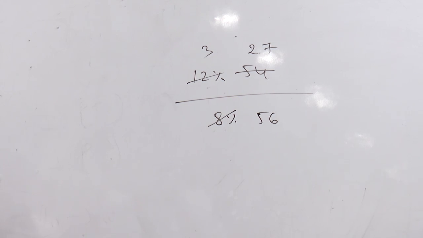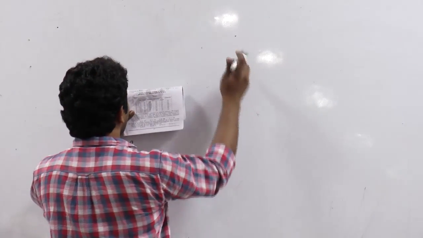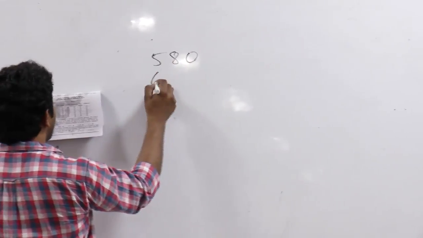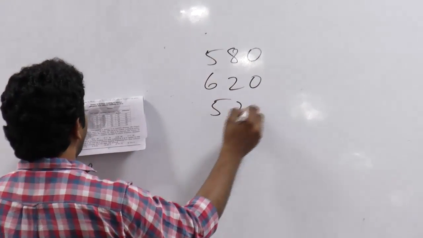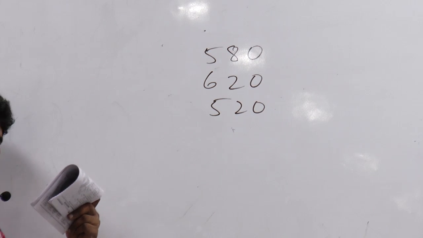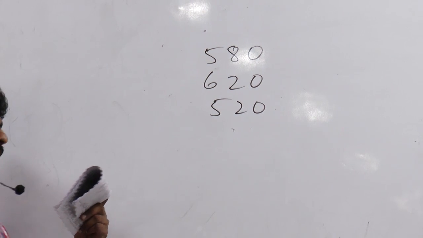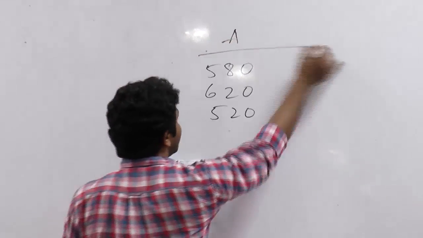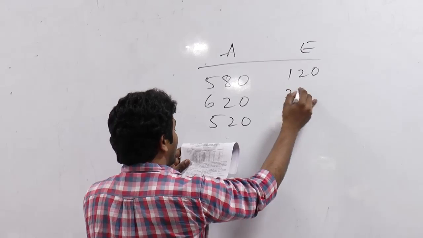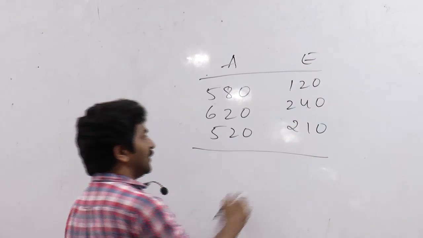37. Total number of students studying in arts from institute B, C, D together. Arts candidates in B, C, D: B 580, C 620, D 520. Together is what percent of the total number of students studying engineering from these institutions together? These are arts candidates and then engineering candidates. Engineering 120, 240, 210. Right.